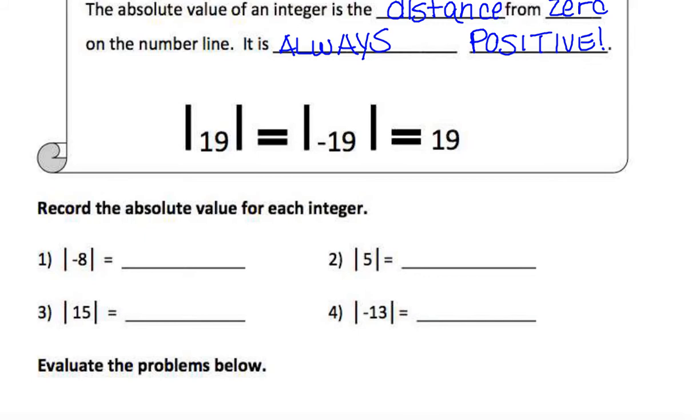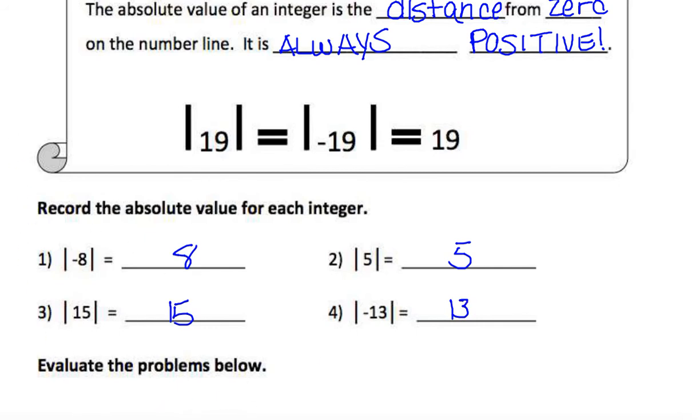If we look at number 1, it says the absolute value of negative 8. That's just talking about how far away 8 is from 0. Negative 8 is 8 spaces away from 0, so the absolute value is 8. The absolute value of 5 is 5. The absolute value of 15 would be 15, and the absolute value of negative 13 would be 13.